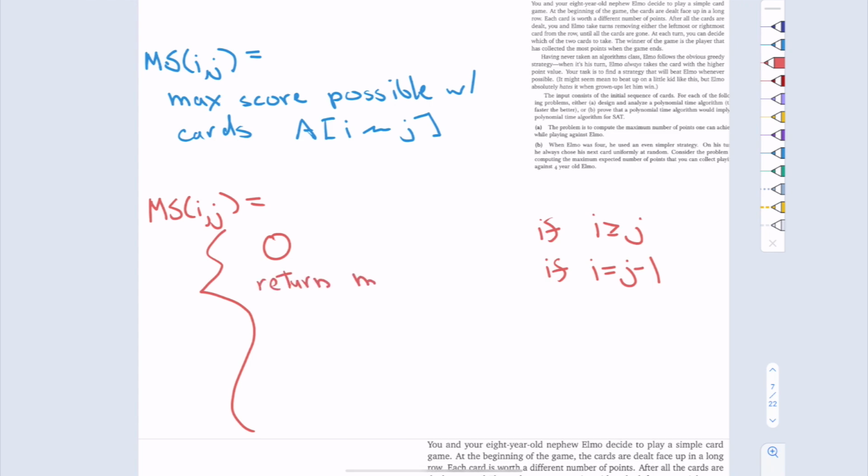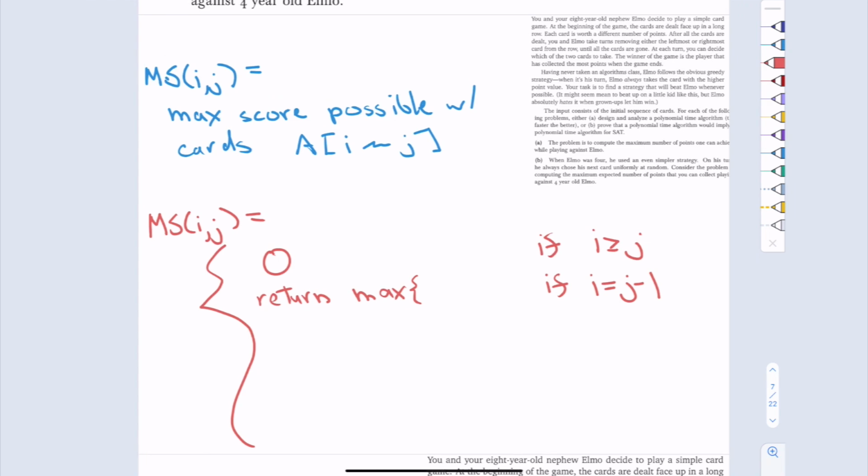Oh, so wait. In this game, who's going first? Elmo or who's going? We are. Okay. And so just keep it, and it's our turn. Is that fair? Okay, so if i is greater than or equal to j, return 0, and otherwise you'll take the better of the two.